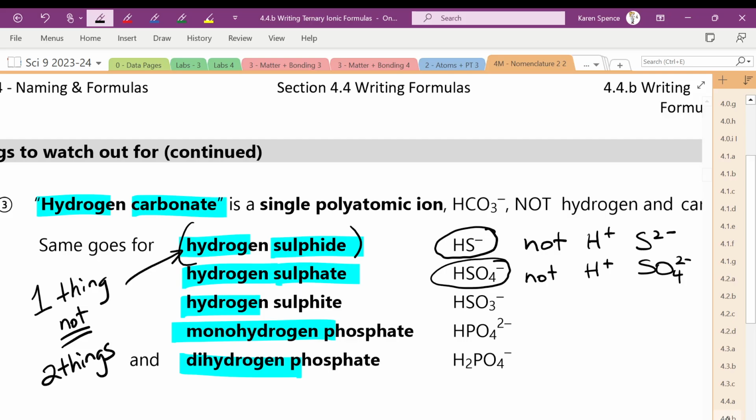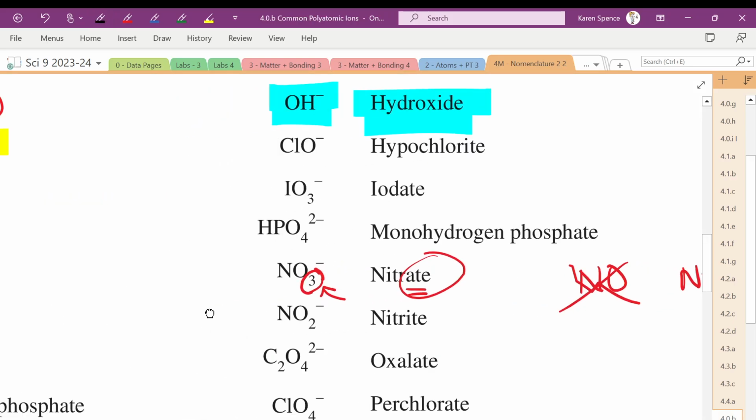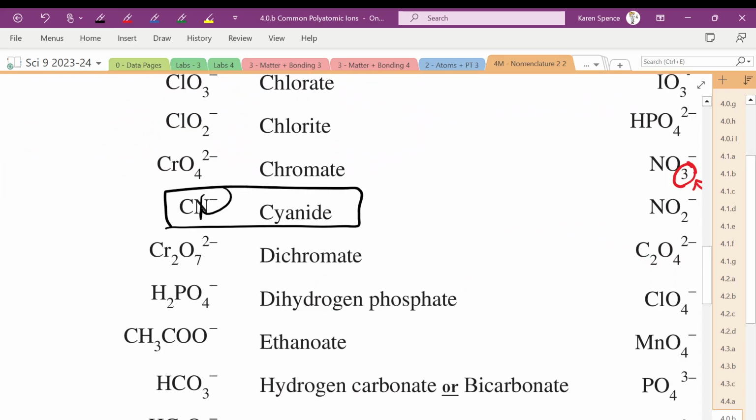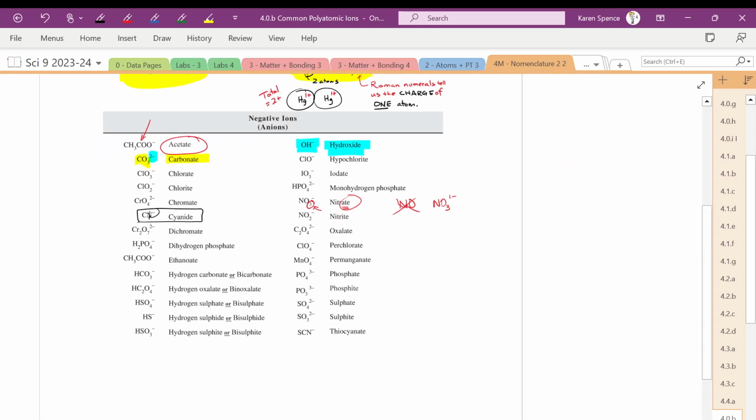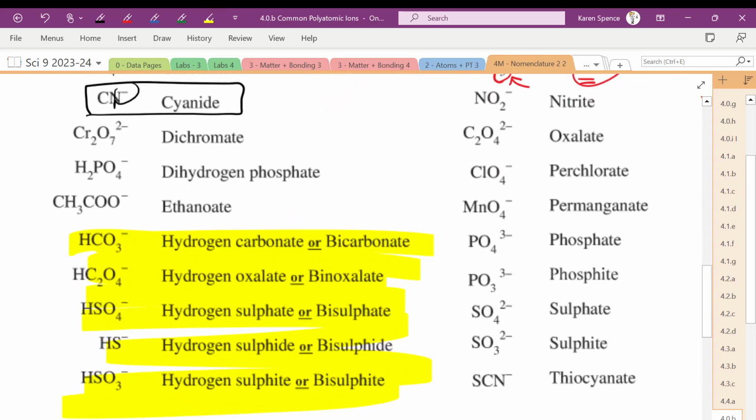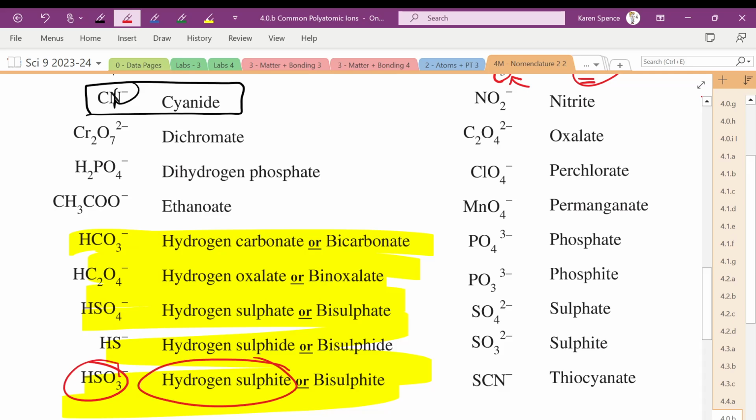And where do we find those on the polyatomic ion table? Well, the nice thing is that all their names are really long. So if we look at the whole thing, where are the long names? Here's some long names. So HCO3, you can either name it hydrogen carbonate or you can name it bicarbonate. It's a choice, and it's just one thing, so you can look it up there. So if you see hydrogen sulfite, it is HSO3 minus, not some weird combination of the two.